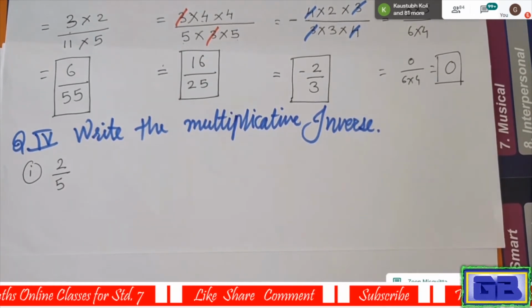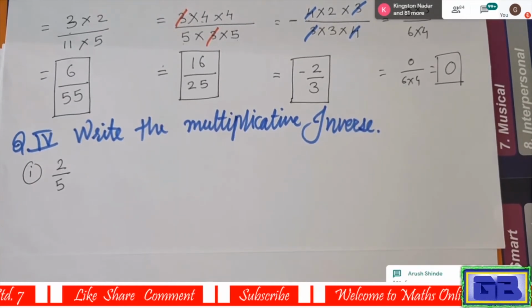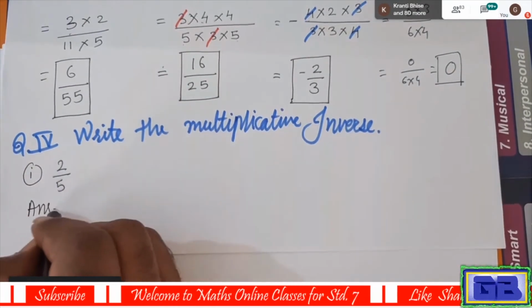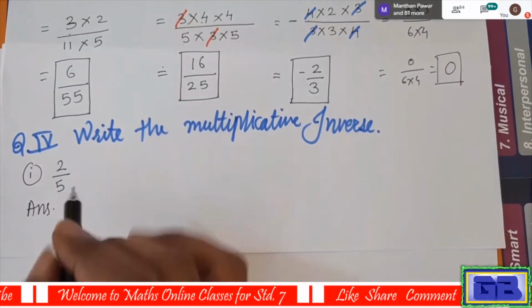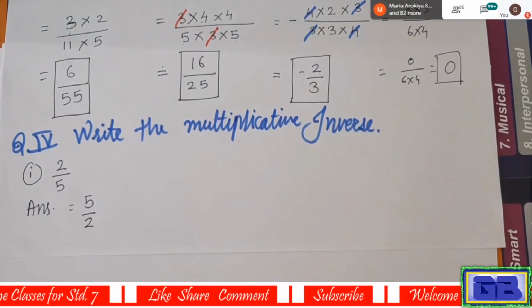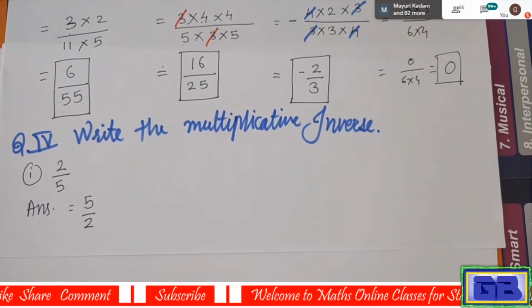Like the reciprocal. Yes, correct. Reciprocal and multiplicative inverse are the same. Exchange the numbers. So the answer will be 5 goes up and 2 goes down: 5 upon 2. There is no calculation here, you only have to exchange.